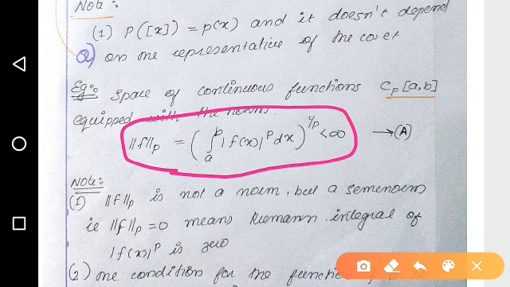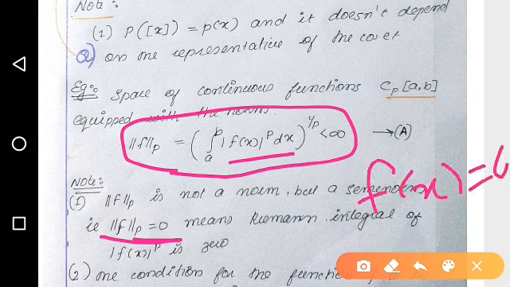That is, norm P of f equal to 0 means integral a to b modulus of f of x raised to p dx equal to 0, means f of x equal to 0 almost everywhere. That is, f of x need not be equal to 0 in this case. That is, this is a semi-norm.